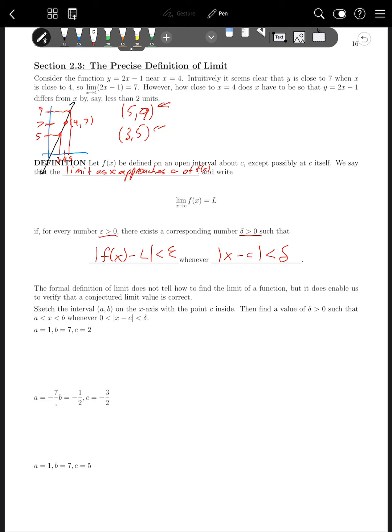And so the idea is, whenever I have a region around the y value of the limit, f of x, I can find a corresponding delta value, a region around the x values that matches up. And I can do that for anything, where basically we can do that if we allow epsilon and delta to remain variables.